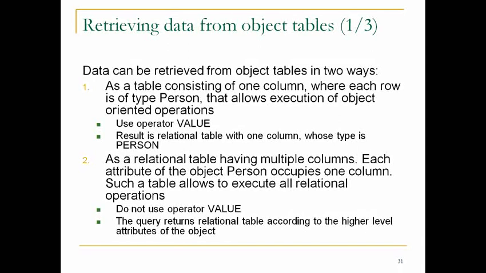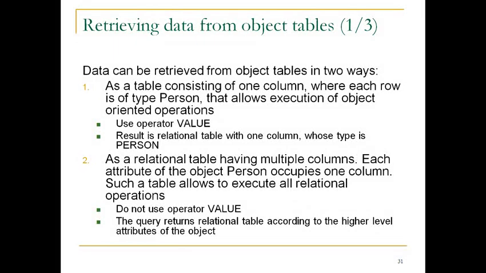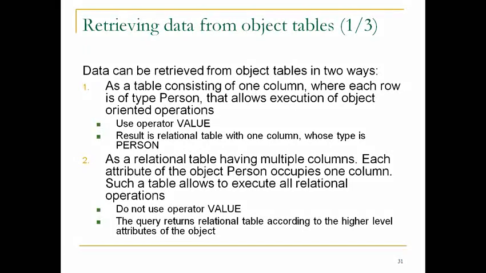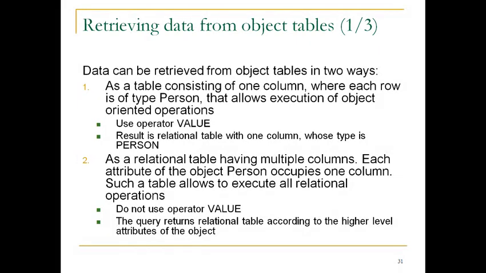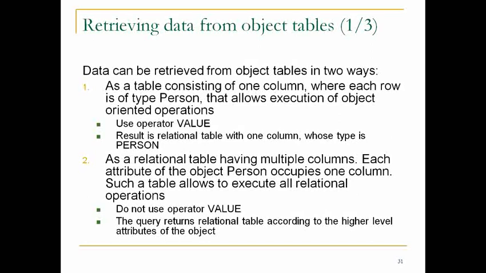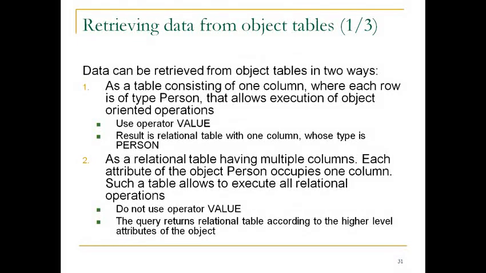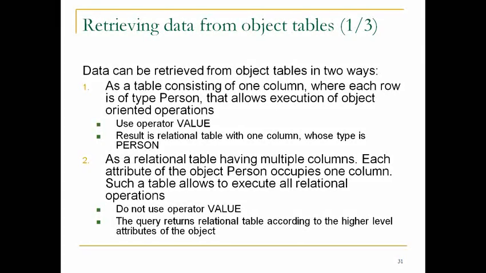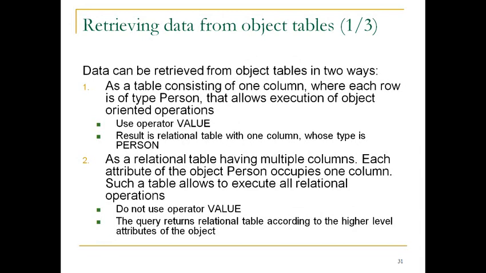Again, we can retrieve data in more than one way, similarly to the insertion. And we can consider this table to be containing 1 column, which is the object type, and we can consider this table to contain more than 1 column, which are the higher level attributes of the object.